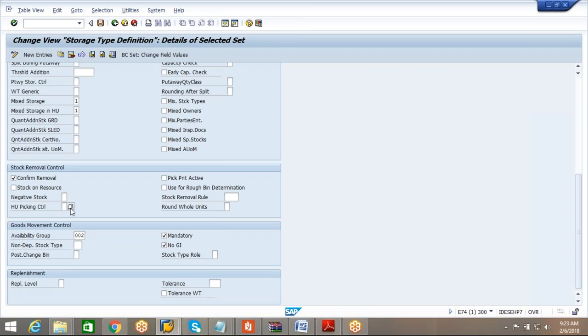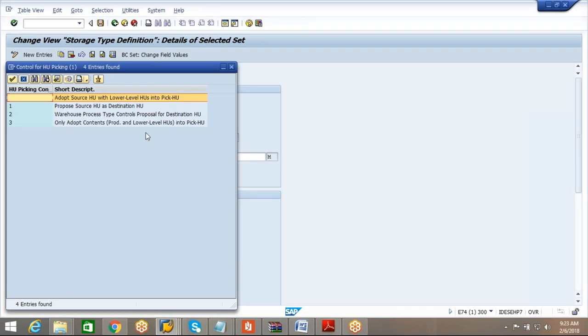And HU picking control, I will explain during the outbound POAC time. After HU configuration is completed, we will come to know the impact of these checkboxes. For example, for outbound process oriented storage control, handling units are mandatory. If I want to get some picking against a warehouse task, meaning I am accessing some handling unit within the storage type, I either want to adopt the complete HU, or only parts, or lower level HUs. If there are nested handling units, that kind of settings we will see in outbound POAC time.